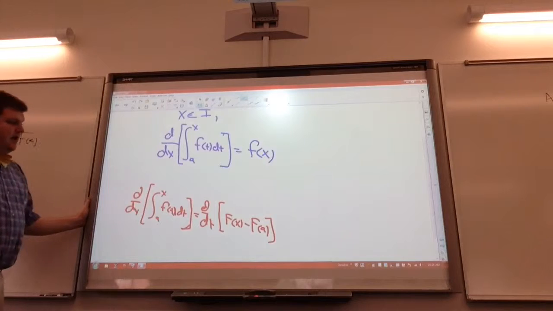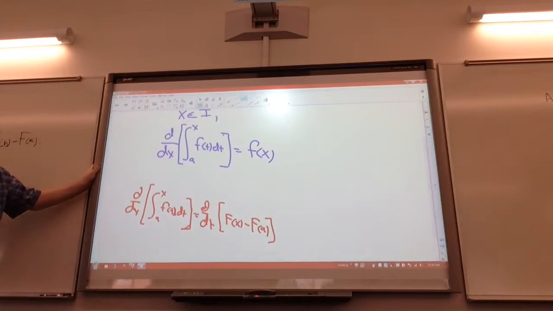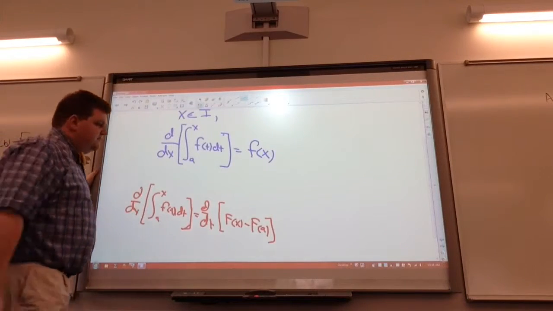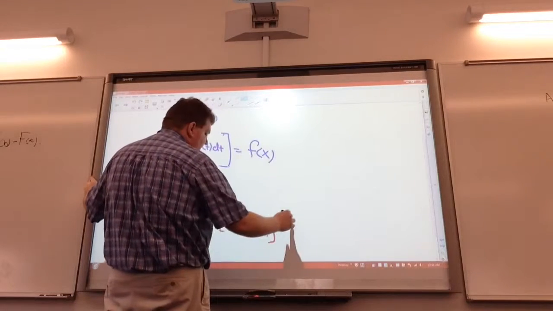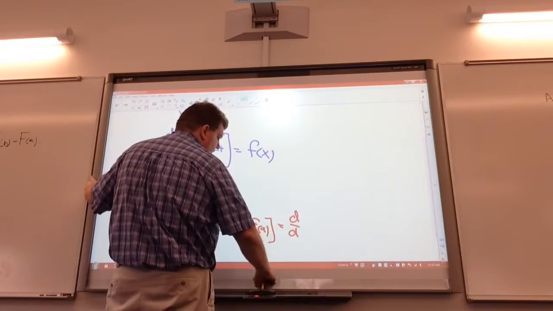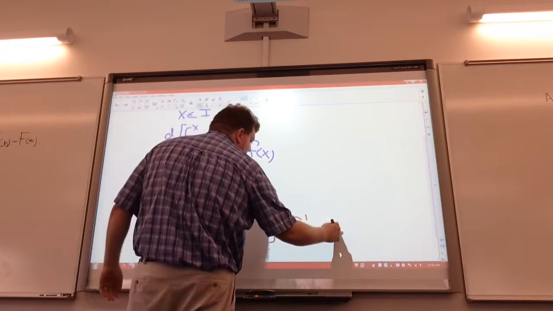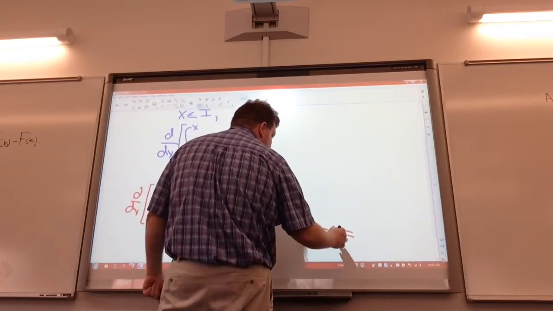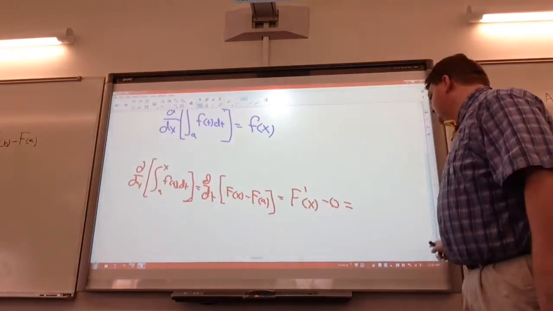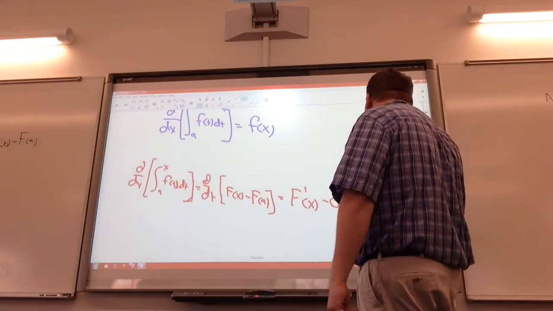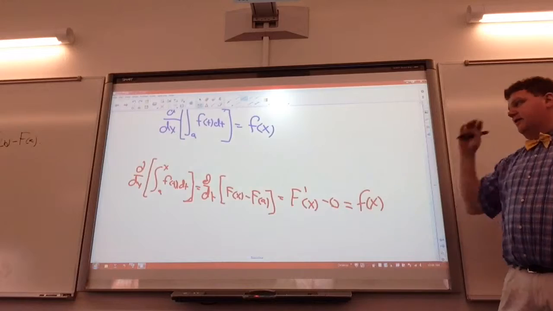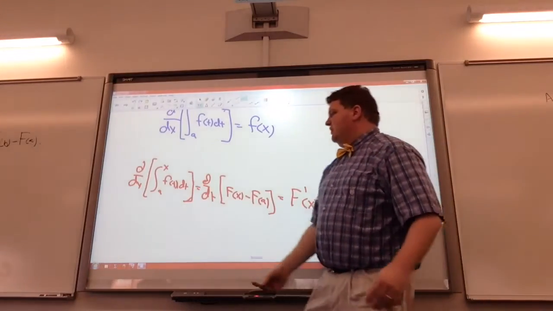Just defining that. But then, what's big F of a? It's not a variable, it's a constant. So big F of a is a number. What's the derivative of a constant? 0. So this really turns into big F prime of x minus 0. And by definition, what's the derivative of big F of x? Little f of x. That's how we define an antiderivative, remember? That's sort of how this is working out.